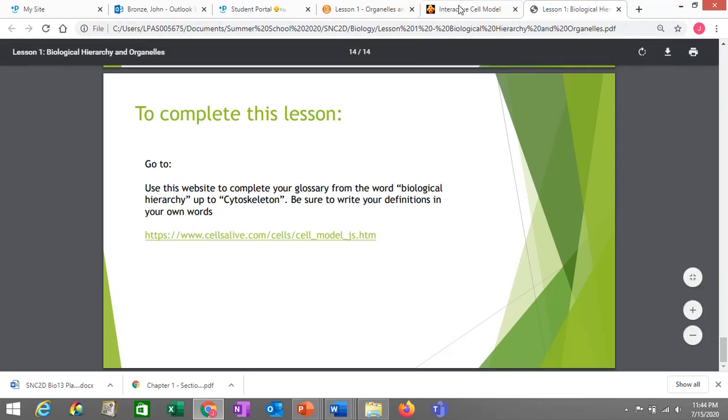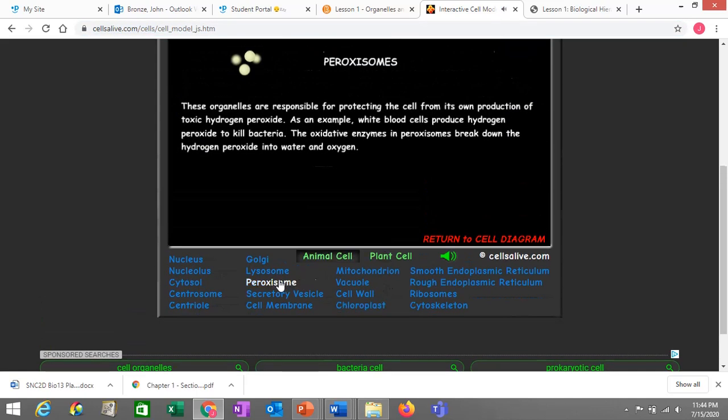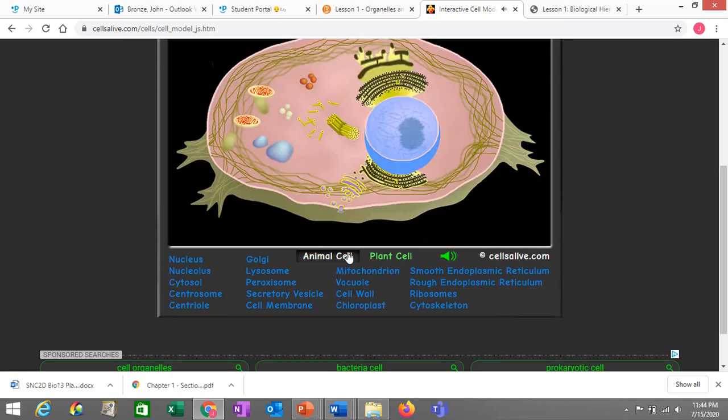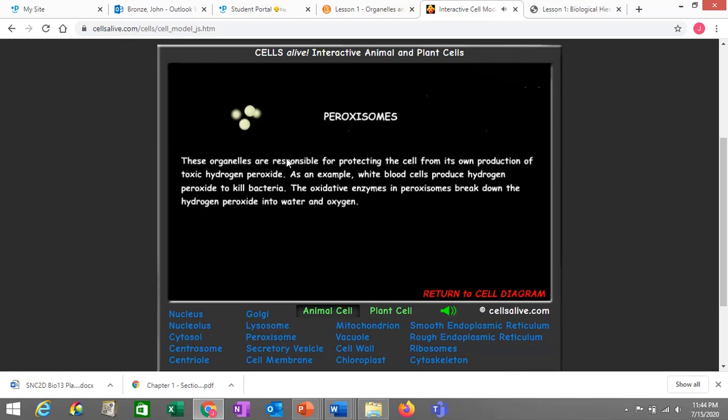So to do that, you're going to have to go to this website here, which is just the link provided. And I have all the words here. And if you click on any of the words, it shows you where on the cell that is. So if we click animal cell, you can kind of see where things are. There's nucleus, there's the rough endoplasmic reticulum, and so on. You click on it, and it tells you a bit about it.